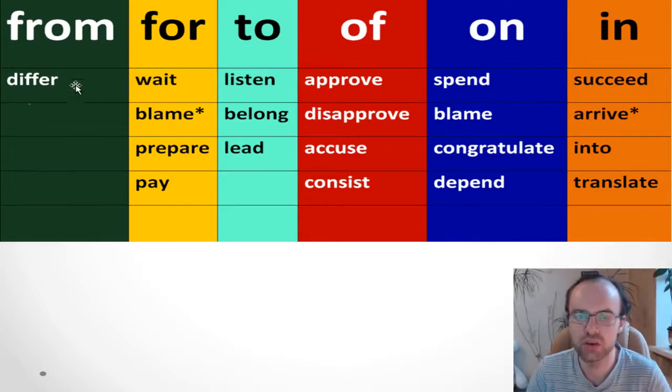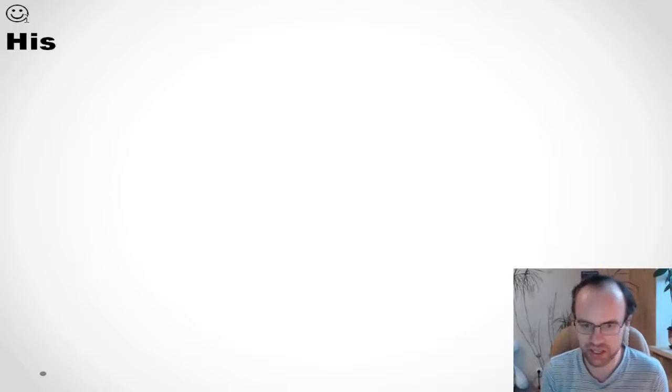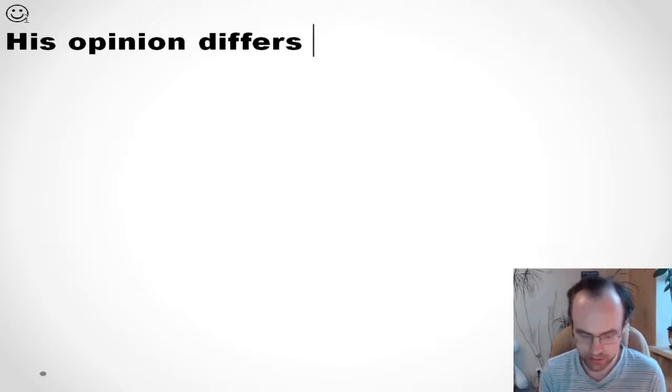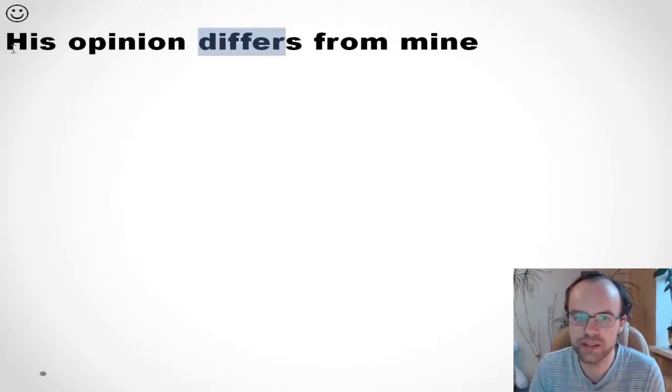Alright, good. So if you have the verb differ, we use it with from. For example, his opinion differs from mine, or from my opinion. It means that his opinion is different from mine. So differ is a verb here. Or for example, his style of teaching English differs from mine.